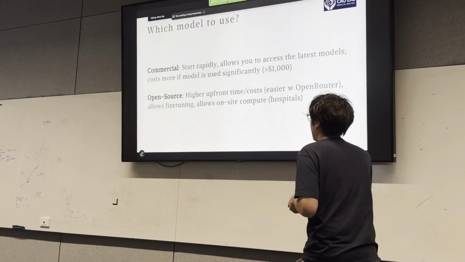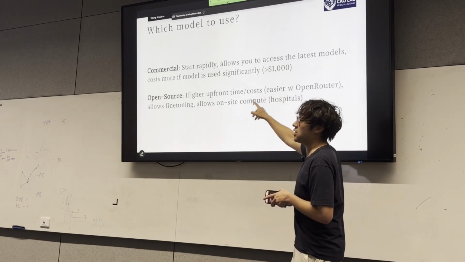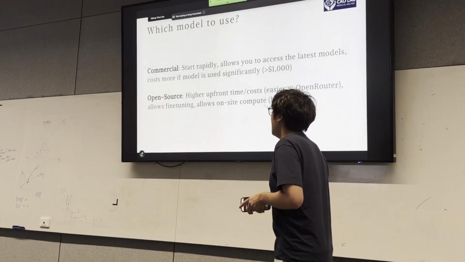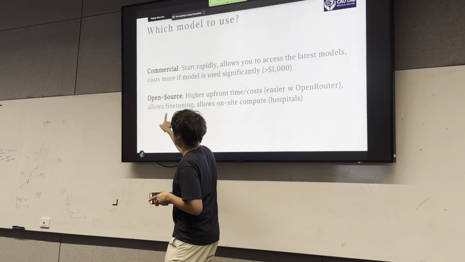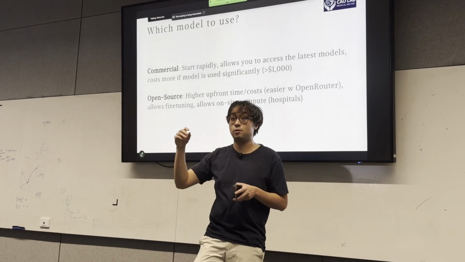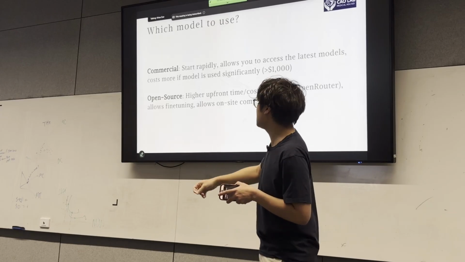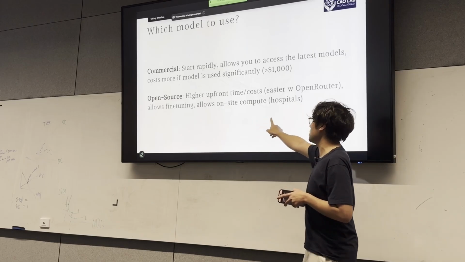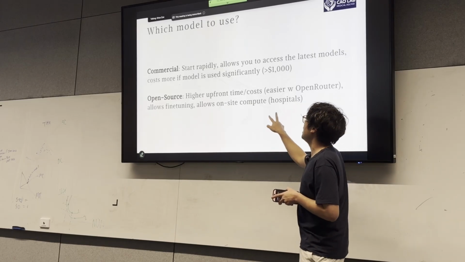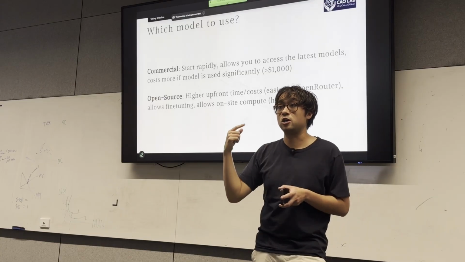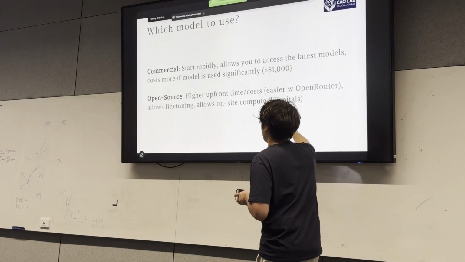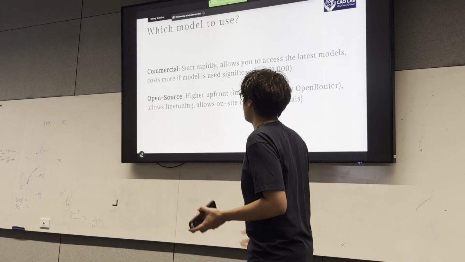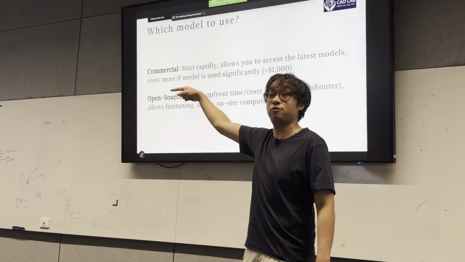For open source models, generally they have higher upfront time and cost just because you have to do some setup, although it is getting a little bit easier with things like OpenRouter or DeepSeek. It allows you to fine tune. I made this distinction yesterday: if you want to modify the weights of the model, you must use open source models in order to be able to fine tune. It also allows on-site compute. Why this is important is that if you end up doing a medical research project and, for example, work with data in a hospital, a lot of hospitals in Australia will require you to do on-site compute. I believe this is very similar in a lot of different countries as well. So a lot of hospitals will mandate that you use an open source model if you want to do something with a hospital.